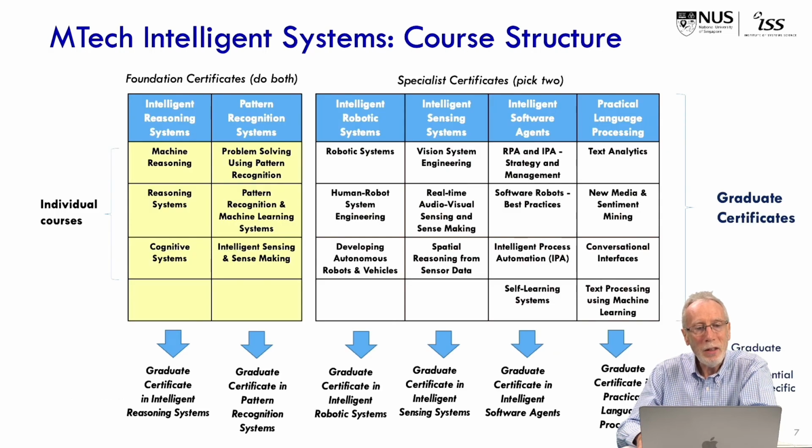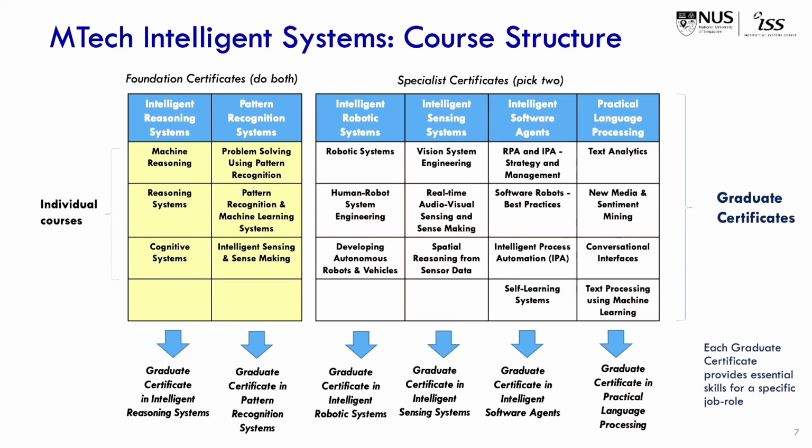So how is the course itself structured? So as you'll see here, each vertical column is what we call a graduate certificate. So those graduate certificates are designed to be self-contained and configured towards essential skills for a particular job role. So the yellow ones on the left are the fundamental certificates that you must take. And then the pink ones on the right, you take 2 of these 4. And these are specialist certificates that are configured towards specific application domains, such as intelligent robotic systems.